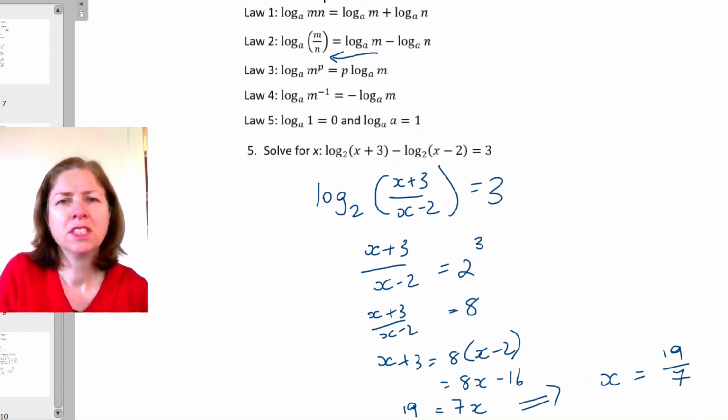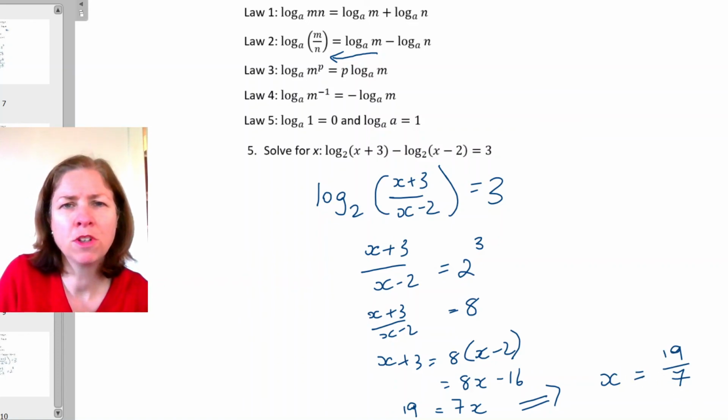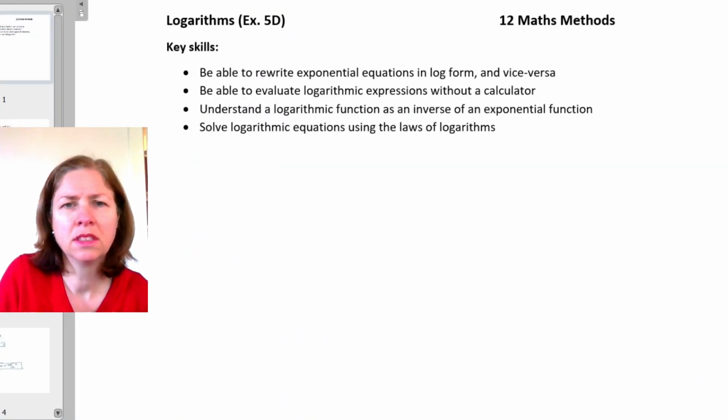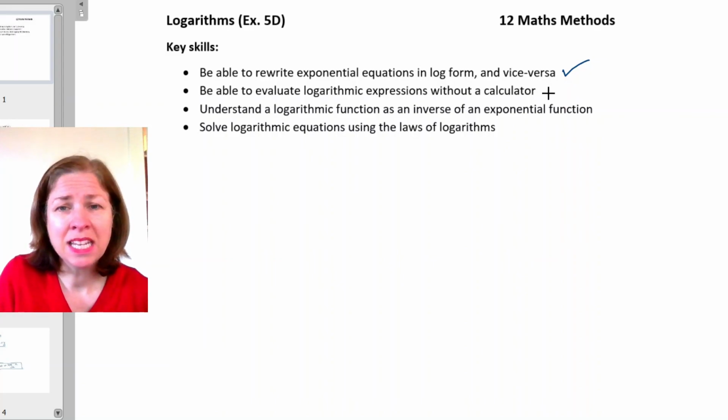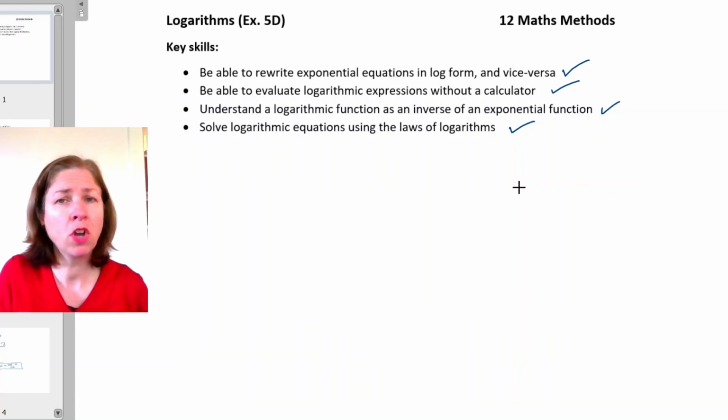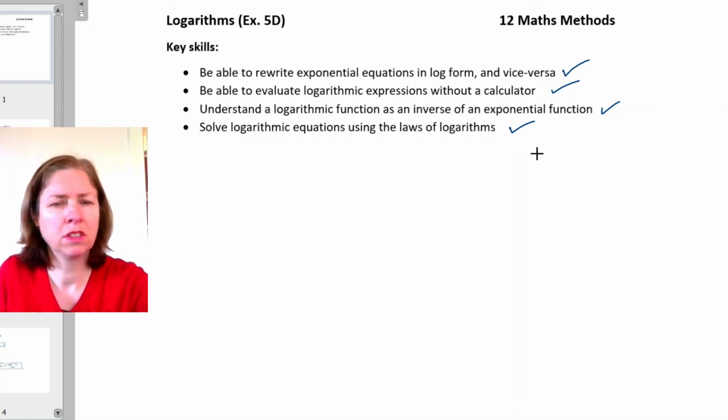Okay, so just going back to my first slide quickly. We learnt to rewrite exponentials in log form and vice versa. We practiced evaluating some expressions without a calculator. Oh, we didn't really practice that. Oh yeah, we did that with the base 10. We did some logarithmic functions as an inverse. We looked at that graph. And then we solved some equations using laws of logs. Okay, so that's the end of logarithms.